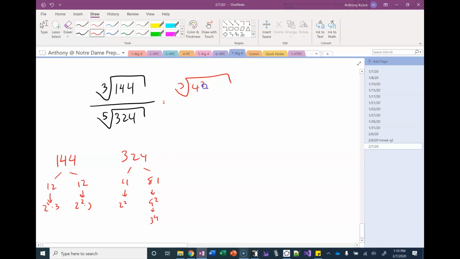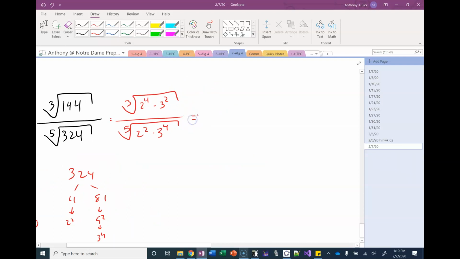So I have 2 to the 4th times 3 squared. Oops. Said 2 to the 4th. I did not write that though. Then I have the 5th root of 2 squared times 3 to the 4th. Yes, of course.